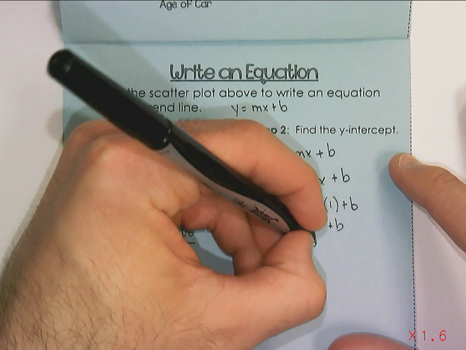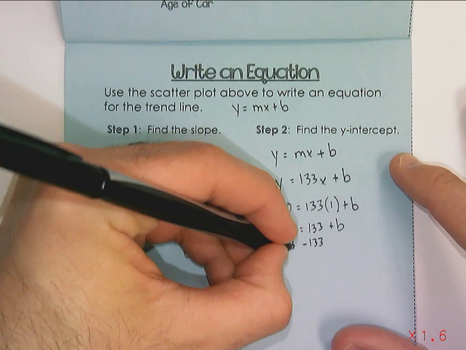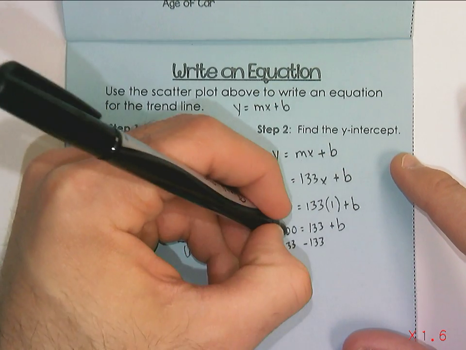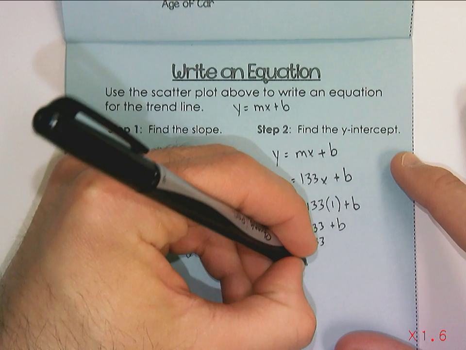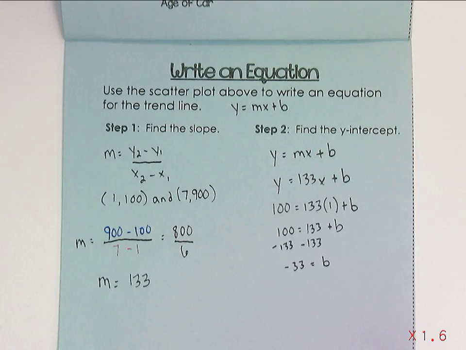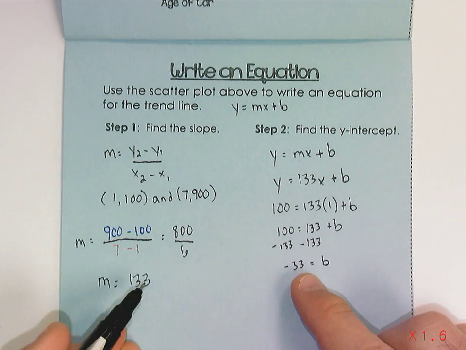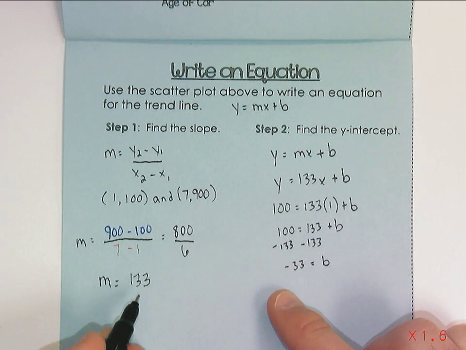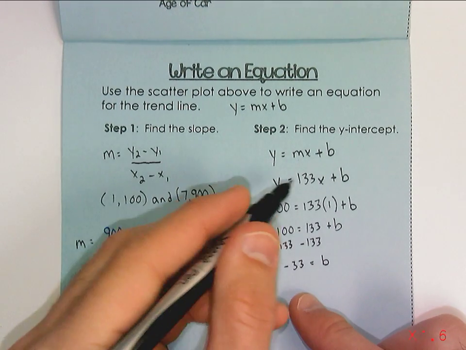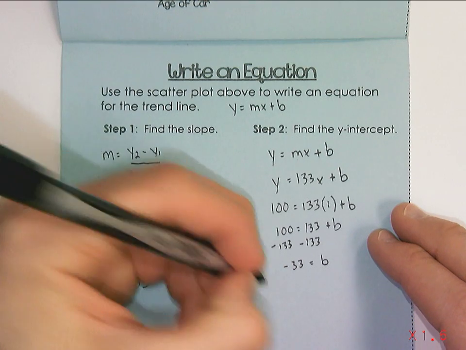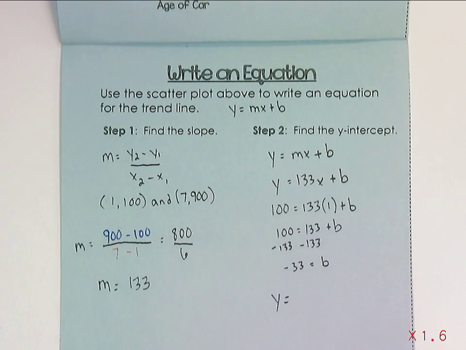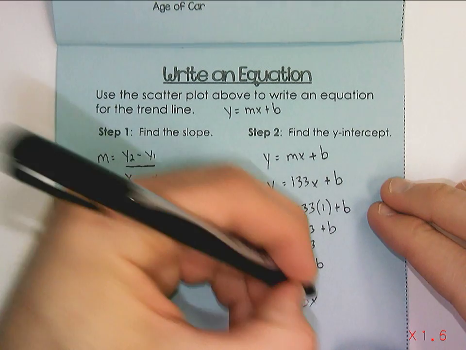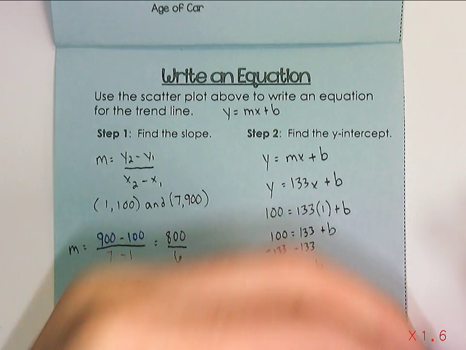We're going to subtract 133. Now it's just a one-step equation. And if we do 100 minus 133, we would get negative 33, and that's going to be equal to b. So now, since I know my slope and my y-intercept, we can put these back into the slope-intercept equation and know the equation of this trend line. So that would be y equals, let's use red for slope, 133x and then minus 33.